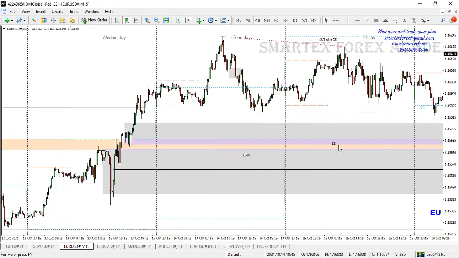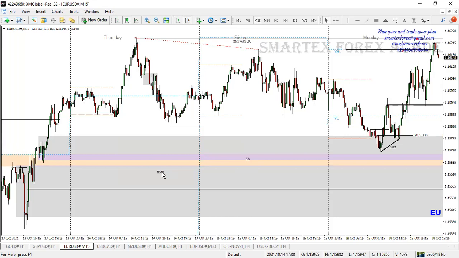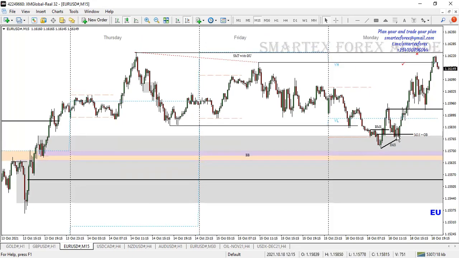So this is our BMS. We expected a return to the order block, and our return to the OB is this one, the last bearish candle before the up move, the one that I've highlighted, the black one here. So this is your first entry: the return to this order block after the BMS.